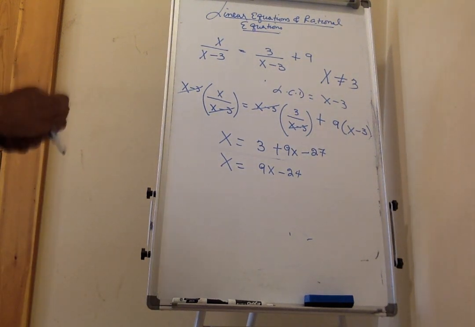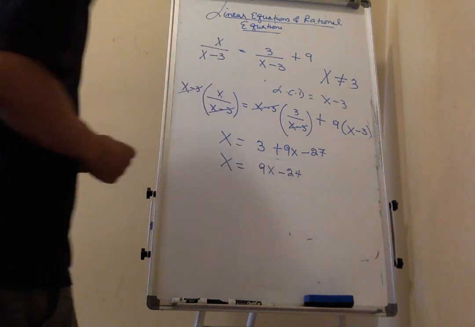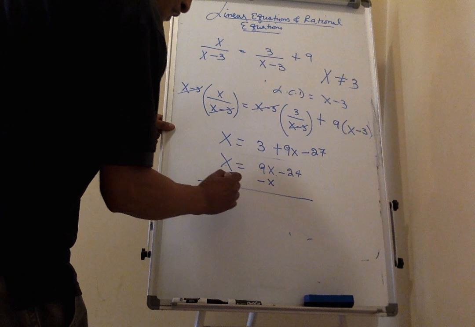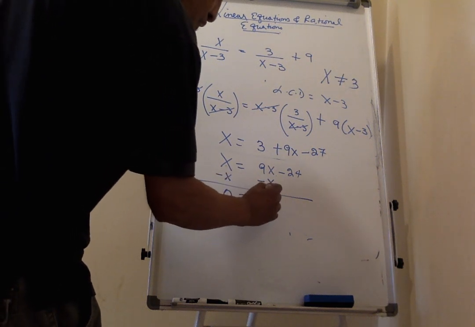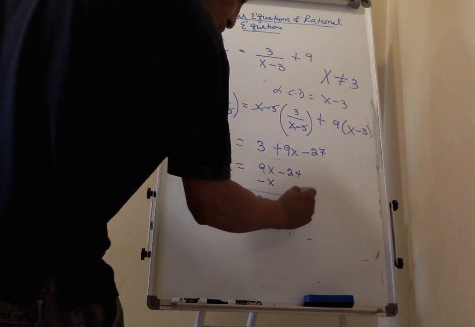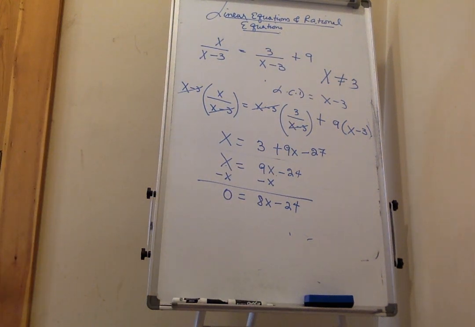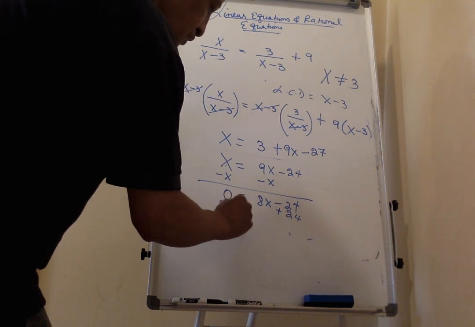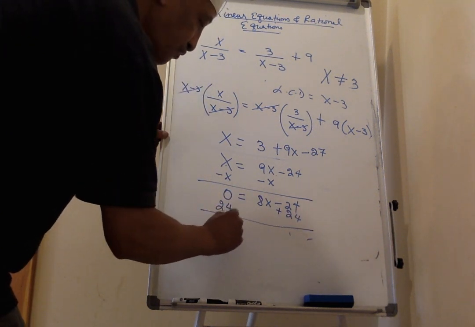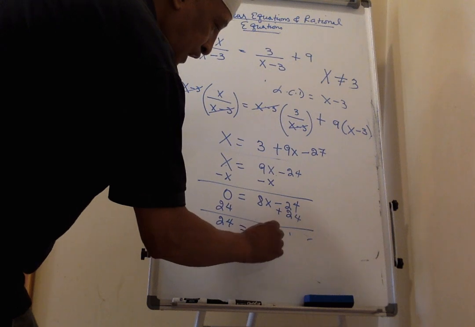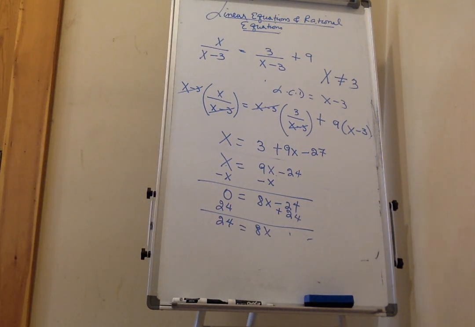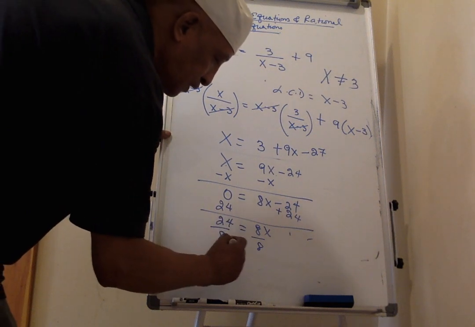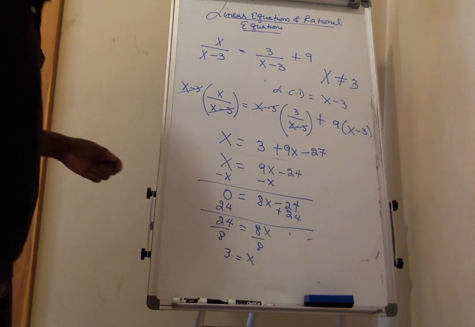Now move x to this side, right? Minus x, then 0 is equal to 8x minus 24, right? Add 24 to both sides, 24. Then you have 24 is equal to 8x, right? Divide both sides by 8, then you end up with 3 is equal to x.